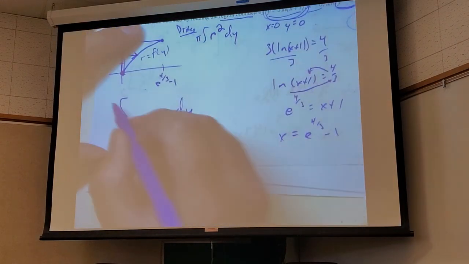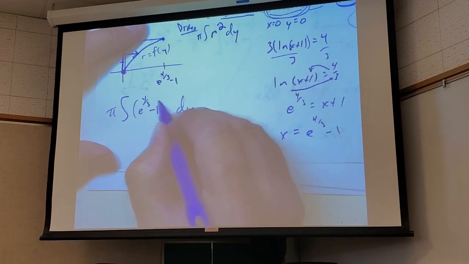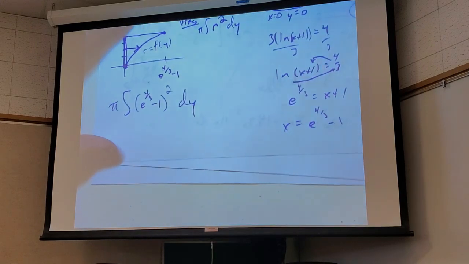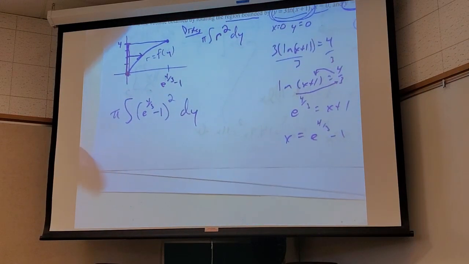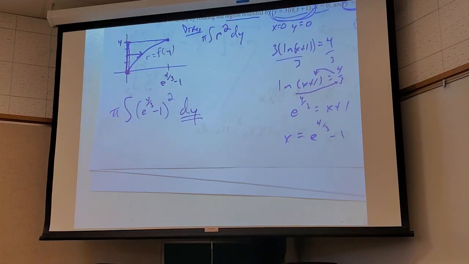Now here's where some of you guys might get discouraged. What am I supposed to do to r? Square it. And what am I going from to now? This guy controls you, sort of. Not really, because we're the ones that picked it. But that guy tells you everything. The inside's got to be a function of y. The limits have to be what y is doing, and what's y doing? 0 to 4. Kick ass.